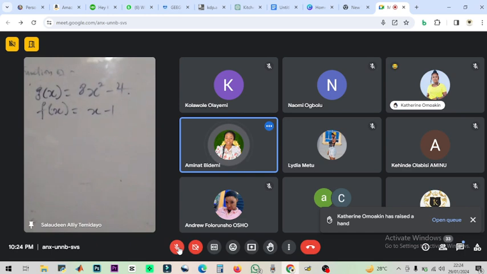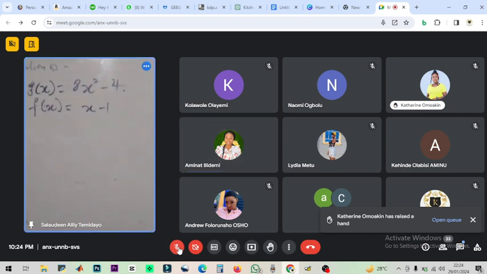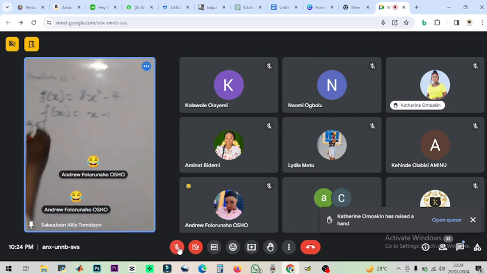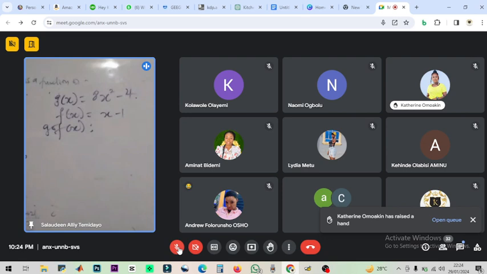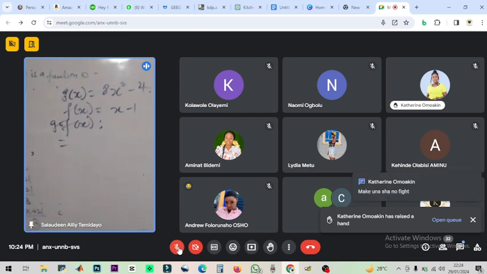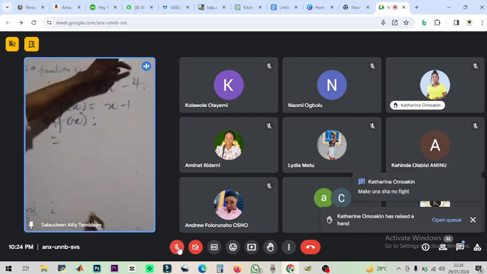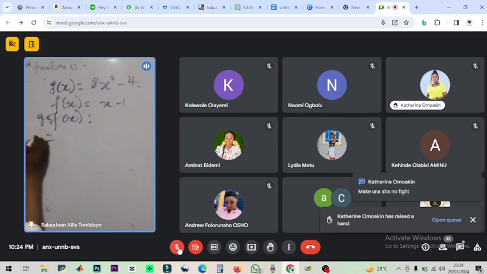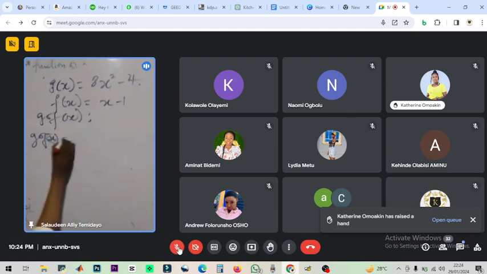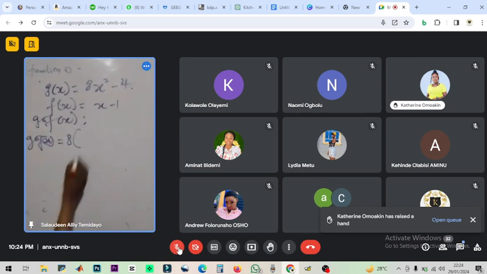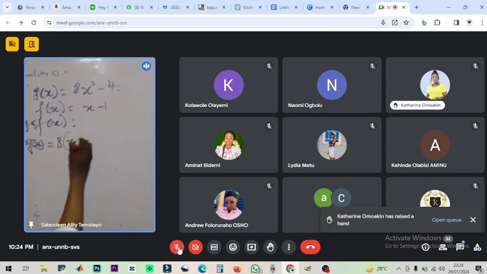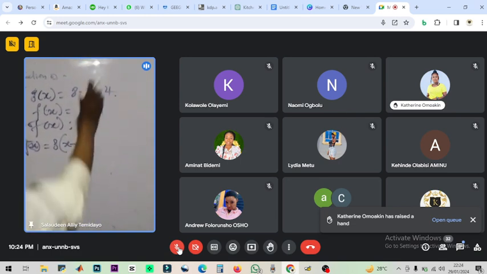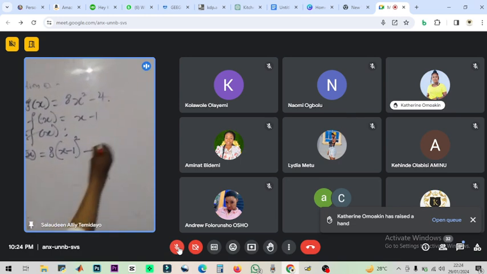And f of x equals x minus 1. Guys, let's move. We're looking for g of f of x, a very simple thing. We move together. G of x is 8x squared minus 4, and f of x is x minus 1. So g of f of x will be 8 times x minus 1. That x minus 1 represents this x. And the square is at the top, don't forget. Minus 4.